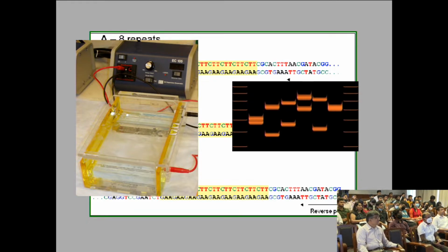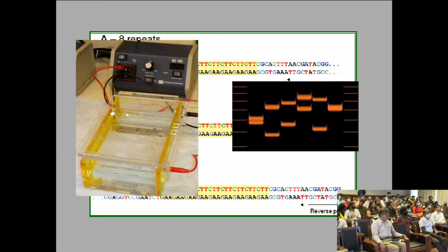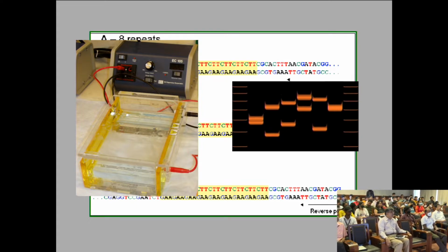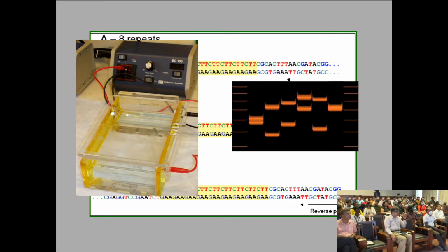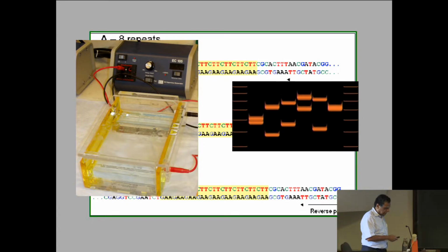So in each individual, you will see that you get 2 versions, a longer and a shorter one, depending on the size. And if they are of the same size, you get one big thick band of a single size. So it's very easy to score this.